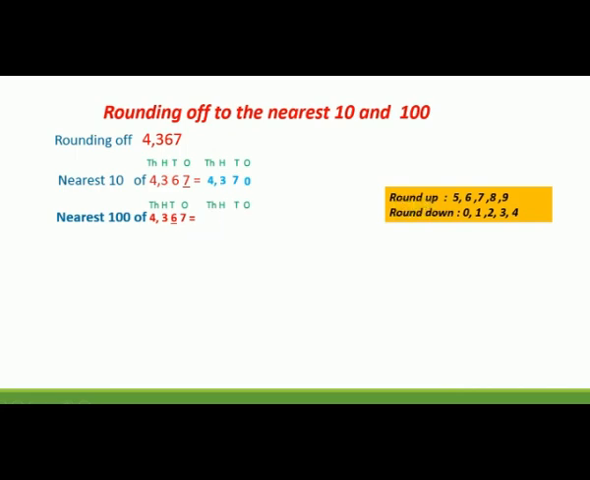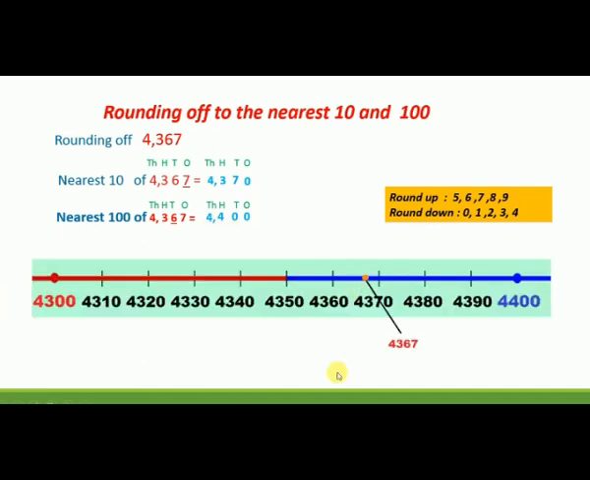Here the tens and ones become 0 and 0. So it is a round up, so along with the hundreds place we need to add 1. So we have 3, and 3 plus 1 becomes 4. So in the hundreds place we have to write 4. Then the thousands remain the same. Let us check the answers using the number line.